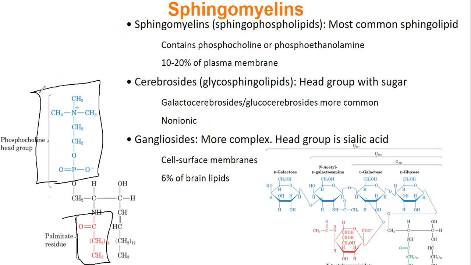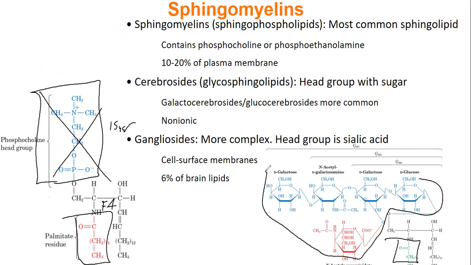If I instead have one sugar and a fatty acid here, that is a cerebroside. If instead I have a sialic acid at my second position and this large, big old sugar head group as well, that is a ganglioside, right? So that is the definition. A ganglioside is a sphingolipid. Not all sphingolipids are gangliosides. So hopefully that clears up some things.